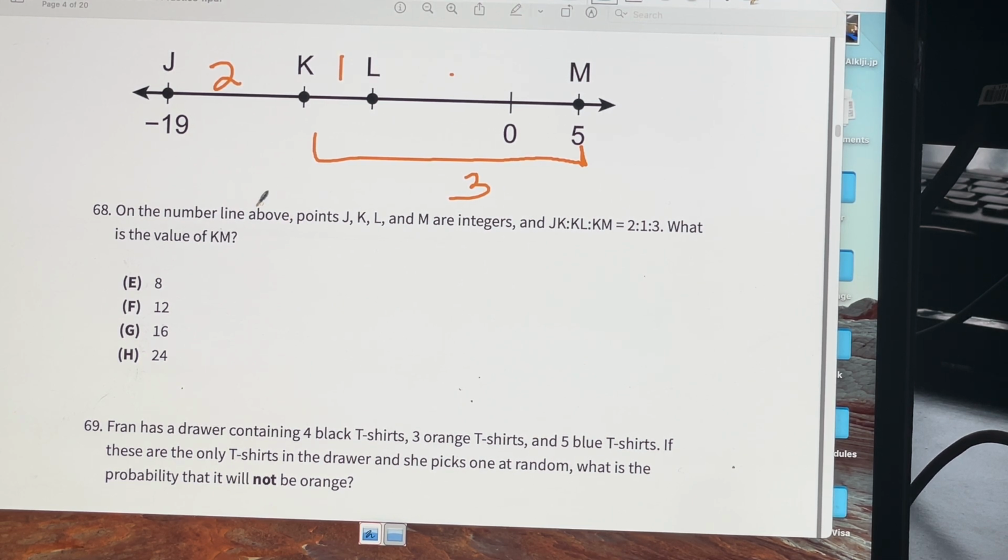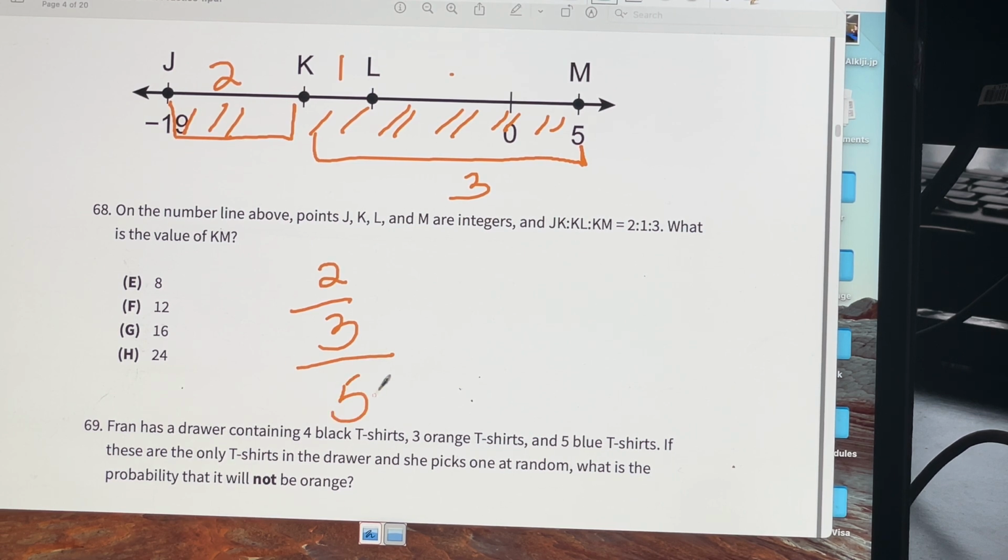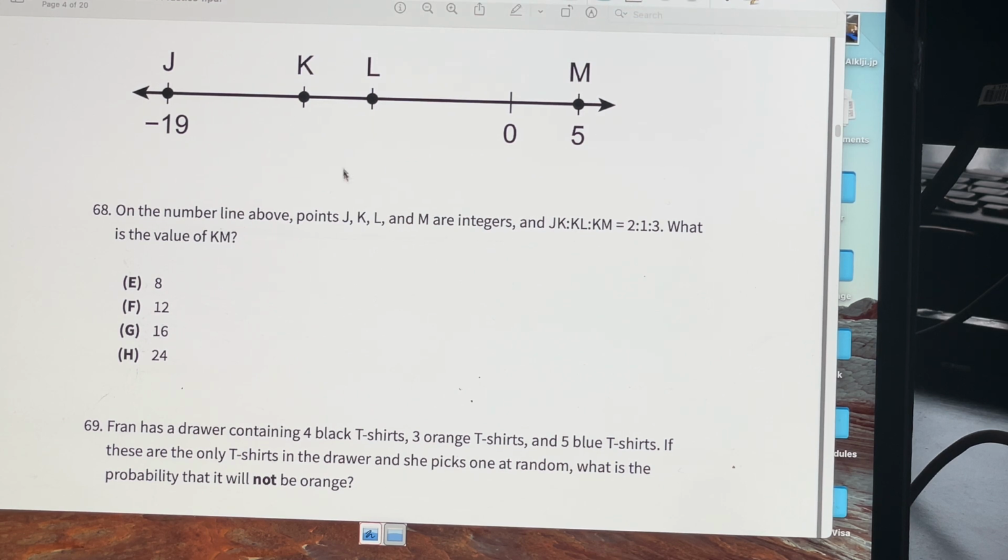So we can make a ratio. I just want to double check, guys. This is a ratio of 2 to 3 right here, from this stretch to this stretch, which is K to M. So it's a ratio of 2 to 3. Now, if that gives me a total of 5, and we talked about the -19 to 5, it was 24, this is still not coming out. I'm going to come back to 68 later. I'm missing something here. What am I missing?